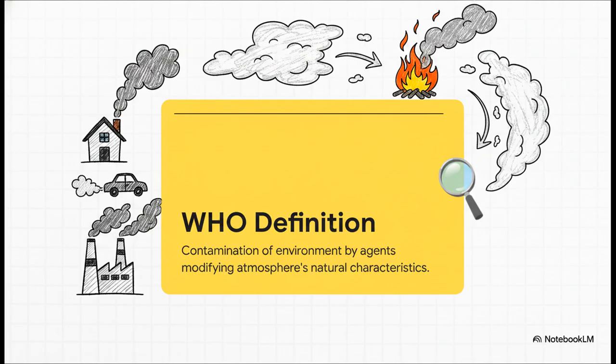The absolutely key phrase to lock onto here is modifies the natural characteristics. The WHO is looking at the baseline of our atmosphere and pointing out that things like household combustion devices, motor vehicles, industrial facilities, and even natural forest fires are fundamentally altering that baseline chemistry.